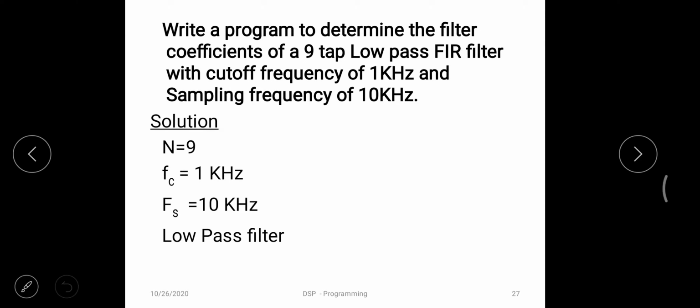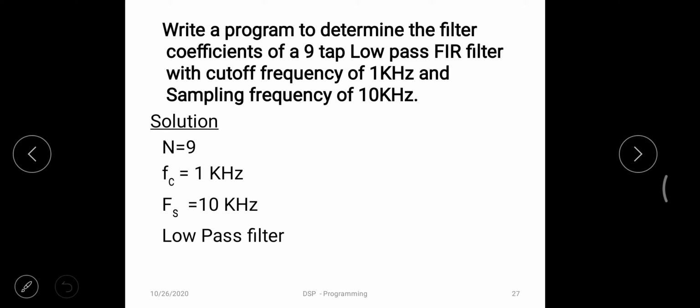So here I have asked: write a program to determine the filter coefficients of a 9 tap low pass FIR filter with a cutoff frequency of 1 kilohertz and sampling frequency of 10 kilohertz. So from that I can write the given. The given is nothing but a 9 tap filter, that is the order is 9, and they gave the cutoff frequency is equal to 1 kilohertz and sampling frequency is equal to 10 kilohertz. They mentioned it's a low pass filter.